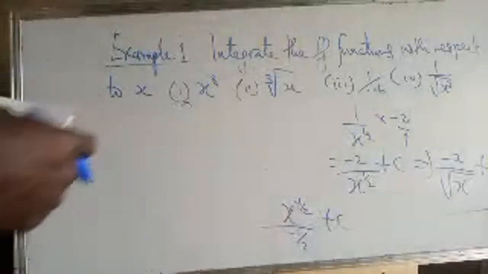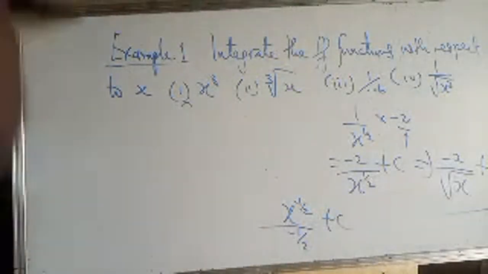You can leave it like this if you so desire. At the same time, you can say this implies minus 2 all over the square root of x plus c, because the square root of x is x power half. All right, let's go to the next one.